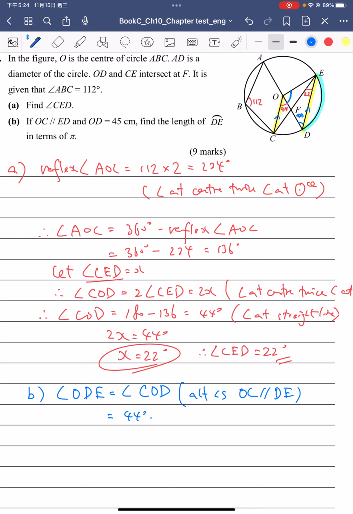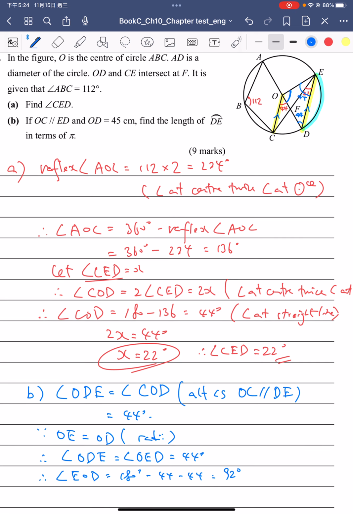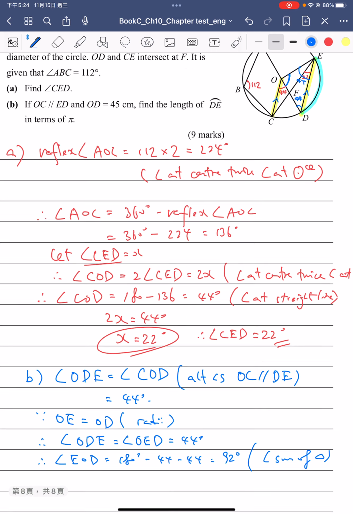Next, OE equals OD because they are the radii. So the angle ODE is equal to the angle OED, equal to 44 degrees as well. Then we use the angle sum of triangle to find our required angle. The angle EOD is equal to 180 degrees minus 44 minus 44, which gives 92 degrees, by using the angle sum of triangle.